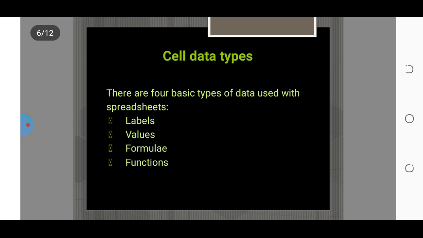And we also have cell data types in spreadsheet. We have a number of types, but we look here at the 4 basic types of data used with spreadsheets. First, we have labels, values, formulas, and then functions. We are to look at these in detail.